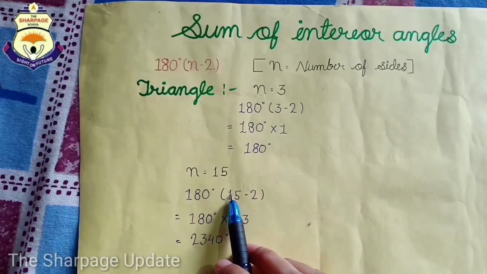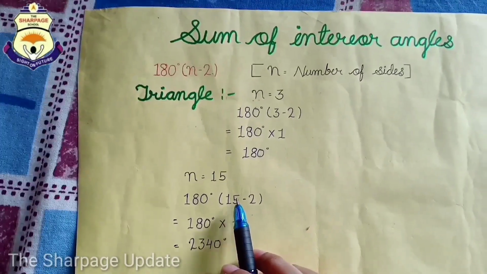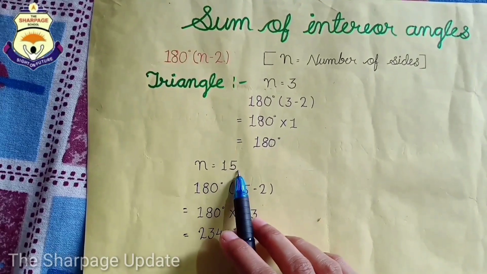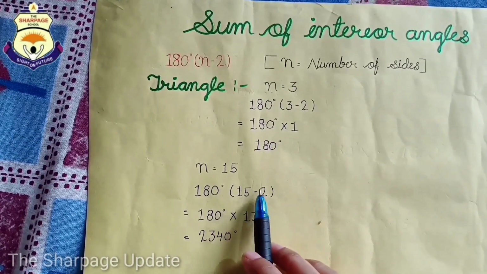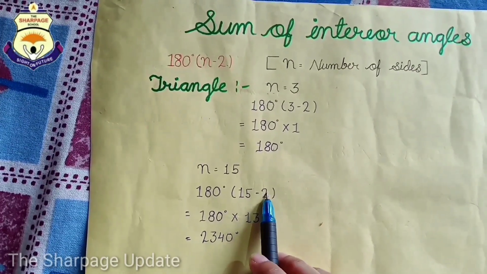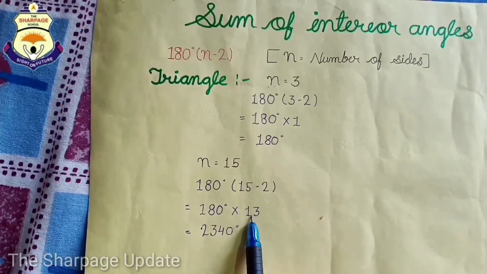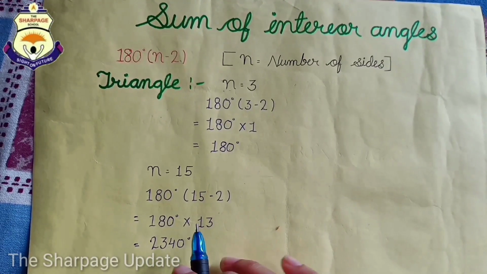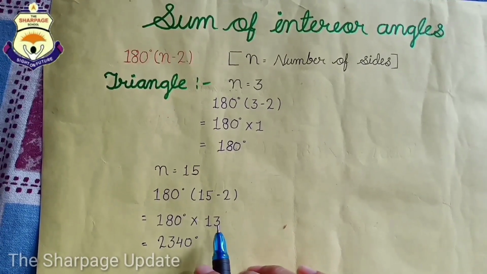And if you want to find the sum of interior angles of any 15-sided polygon, n is equal to 15. 180 degrees multiplied by 15 minus 2. 15 minus 2 is equal to 13. 180 degrees multiplied by 13 is equal to 2340 degrees. So in this way, you can find the sum of interior angles of any polygon.